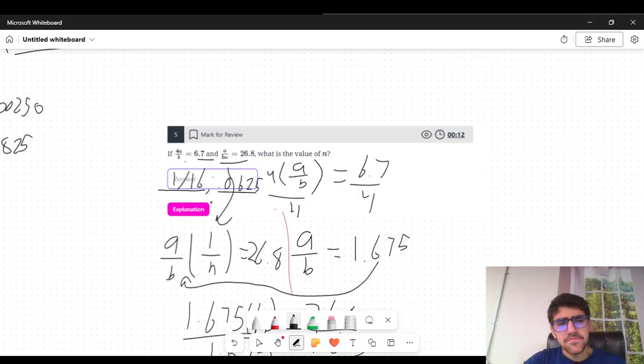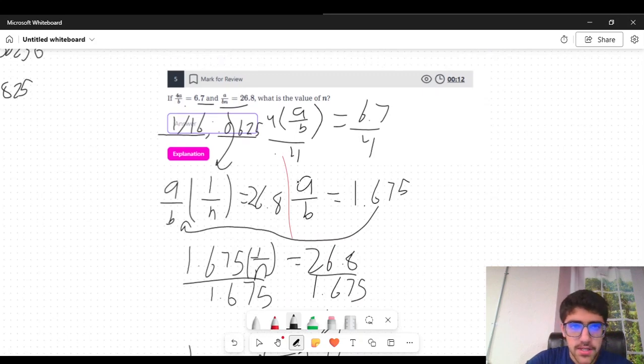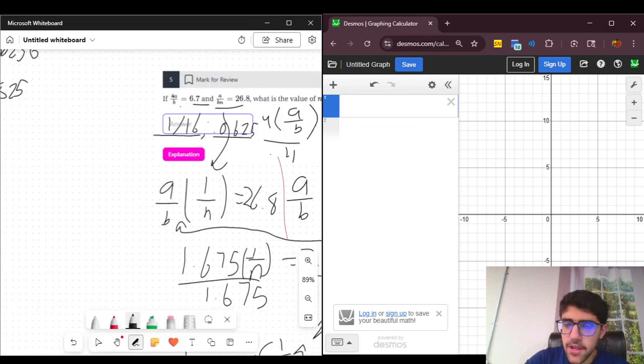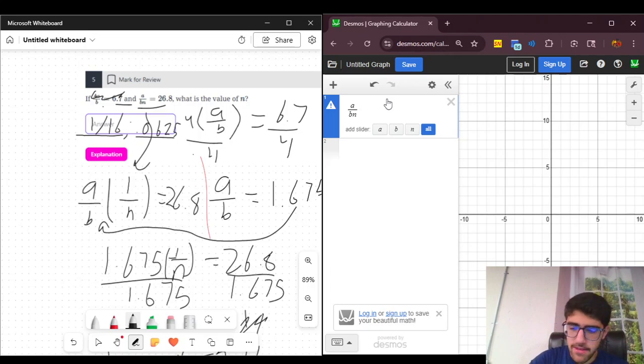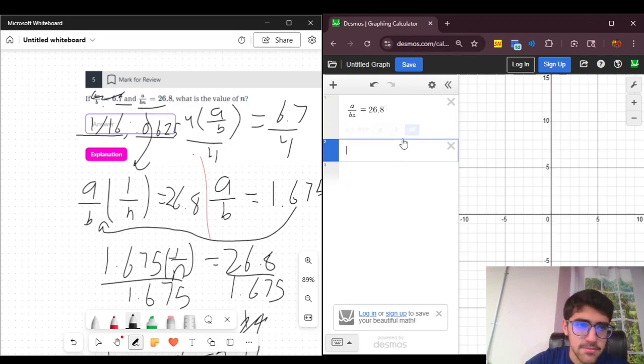For this one, using decimals, you could do the same thing after you solve for a over b. The first equation was just to let us solve for a over b, so I don't need it. I'm just going to put a over b times n. I'm going to put x instead of n, because that's how it likes it. Equals 26.8. And a over b is equal to, what did we get? 1.675.